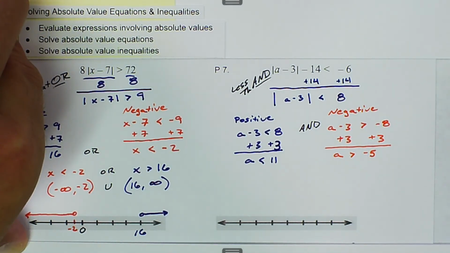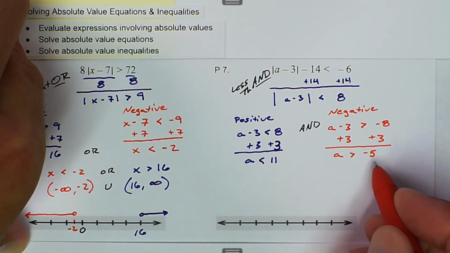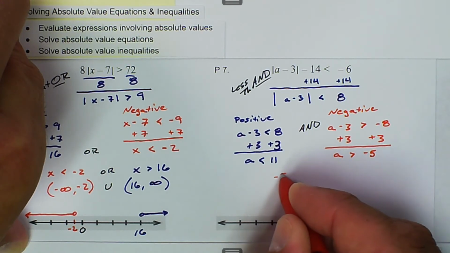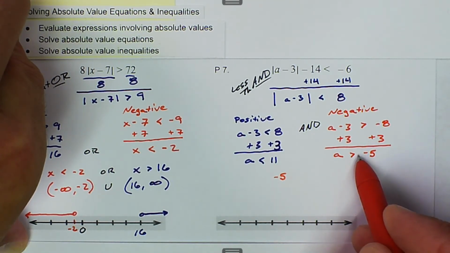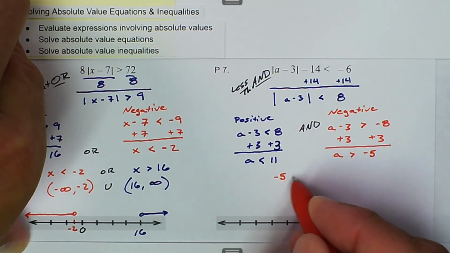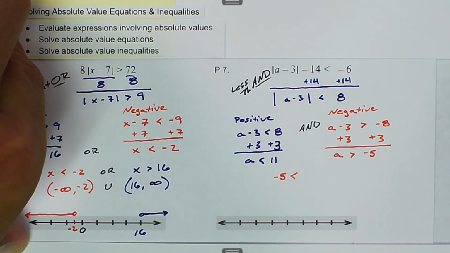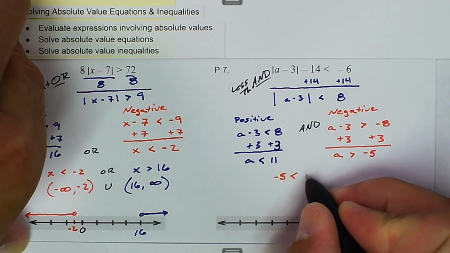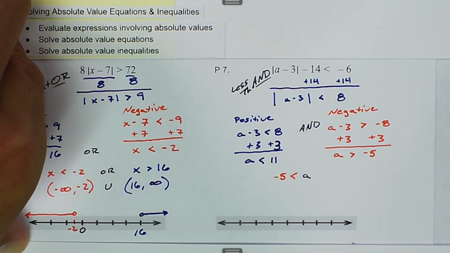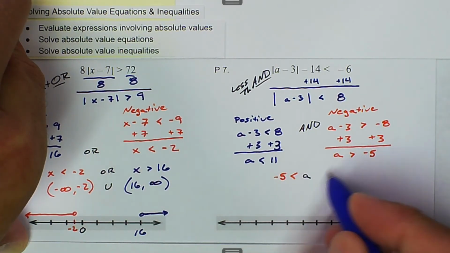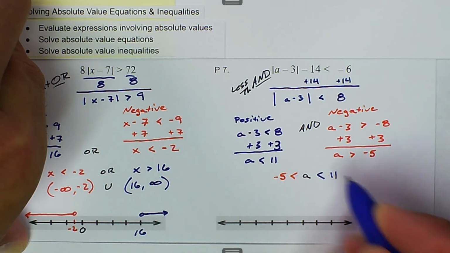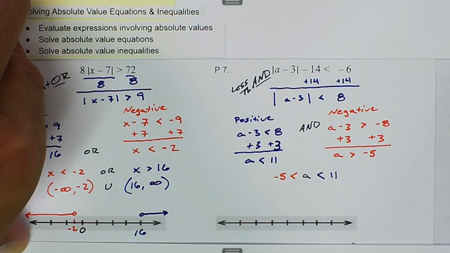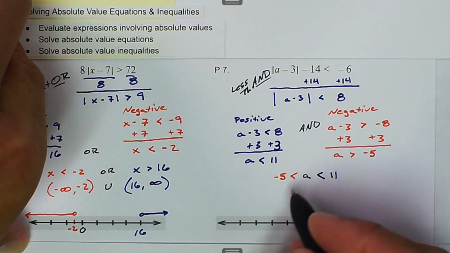So we write this down as a compound inequality. We write the smallest one first. So -5 is there. The arrow is pointing to the -5, so we're going to keep that pointing to the -5. Our variable in this case is A, and A has to be less than 11. So the arrow is pointing at A. So there's our compound inequality there. And our solution for this one is going to be between -5 and 11 in interval notation.